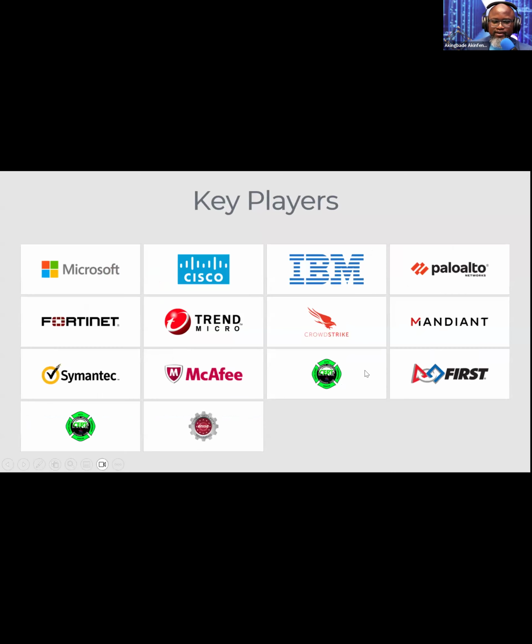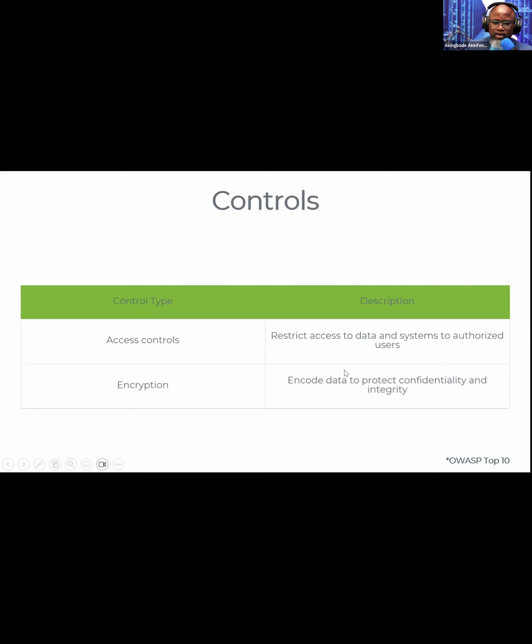Key players in general, like we said, these are just some big guys out there: Microsoft, Cisco, IBM, Palo Alto, Fortinet, Trend, CrowdStrike, Mandiant, First, McAfee, Symantec, so many of them out there. General controls, we'll talk about security controls down the road in class, but you can just take a look at this. Access control, we're just saying we are restricting access to only authorized people. That is fair. Encryption is saying encode data to protect the confidentiality and integrity. So we're just encoding the data.